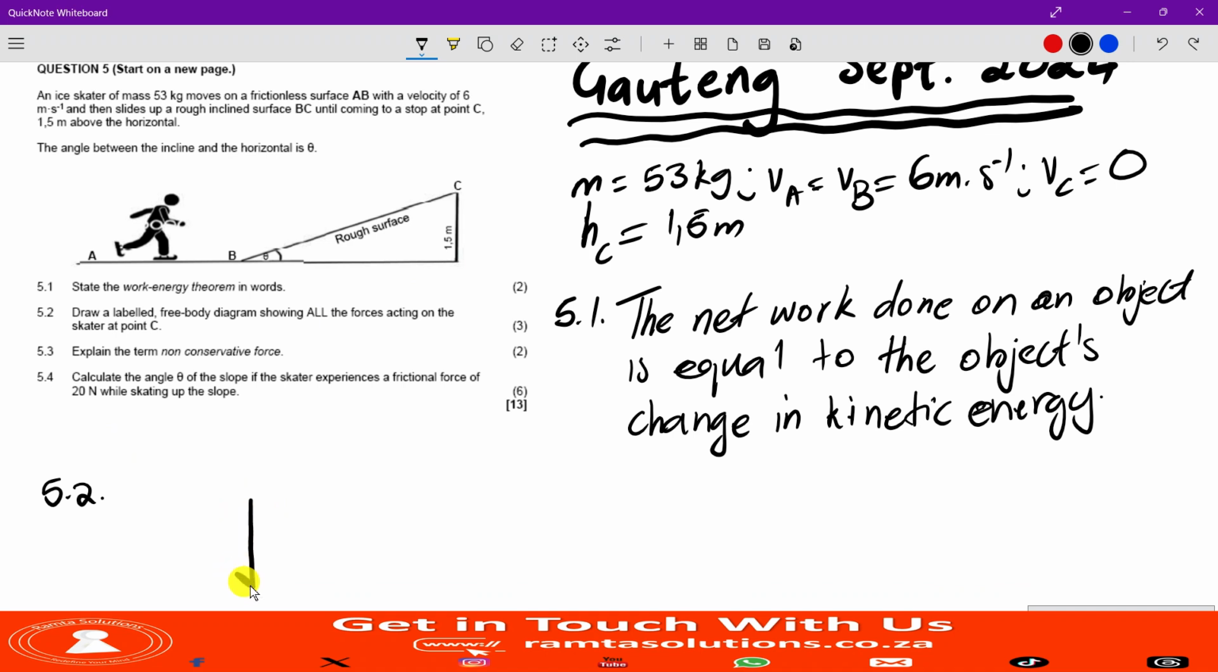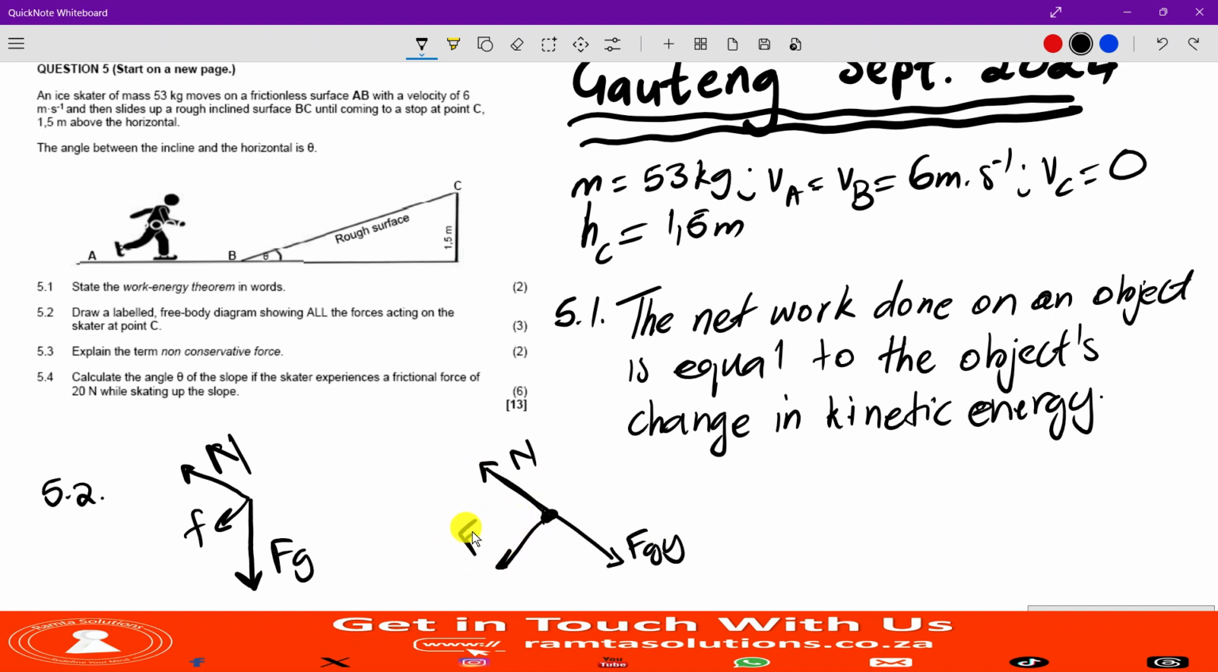Gravity is always perpendicular to Earth, and the normal force is perpendicular to the surface, and this skater will experience friction. So this is the normal force, this is the force of gravity, and this is friction. Alternatively, you can draw a free body diagram where this is the vertical component of gravity, this is your normal force, this is the horizontal component of gravity, and this is friction. You can draw this as well.